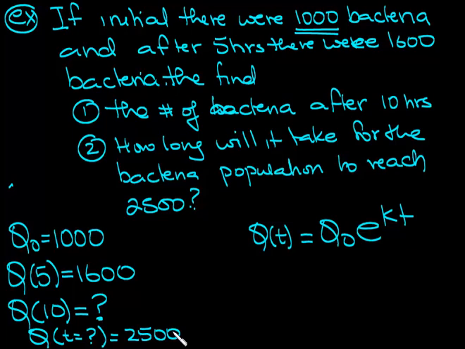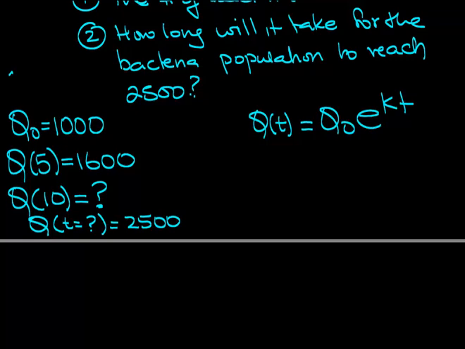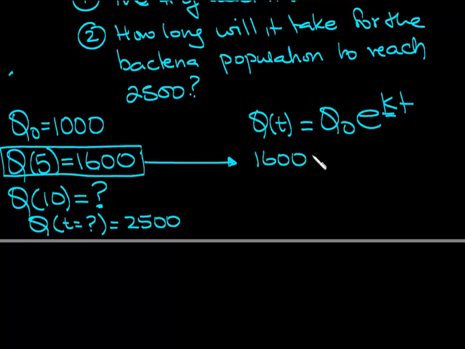Now remember what I said earlier. Anytime you're doing population growth and decay problems, or radioactive decay problems, you always have to find k first. And that's why they gave us this additional condition. So let's use that to find k first. Q is 1,600, Q₀ is 1,000, e, and then we don't know k, but we do know t here. t is 5.